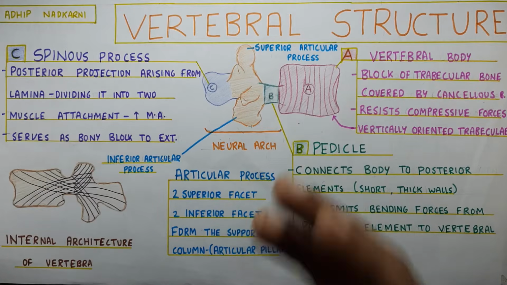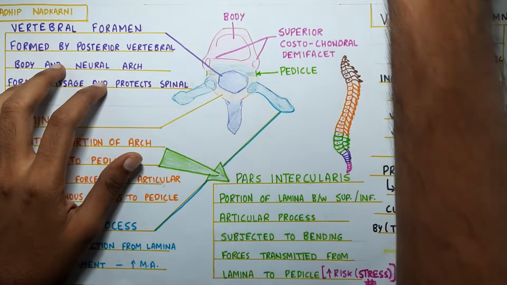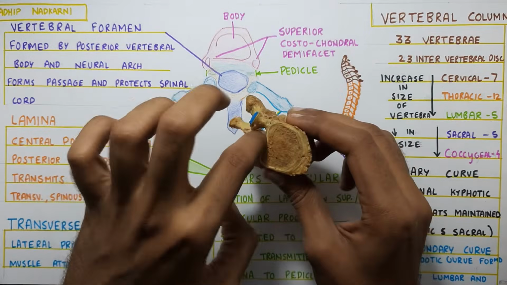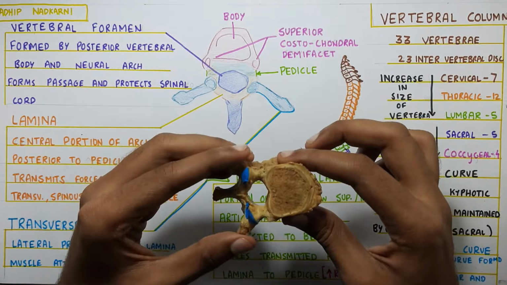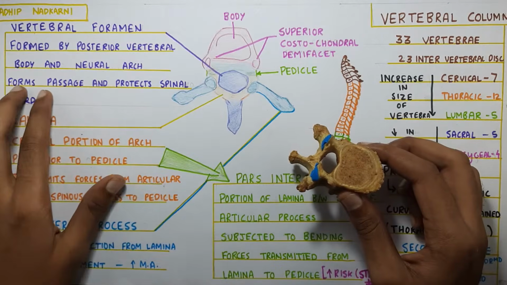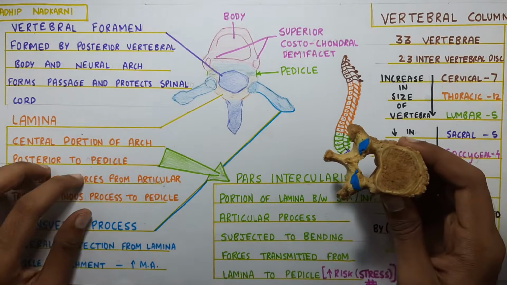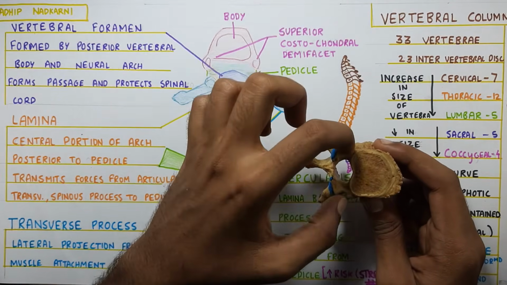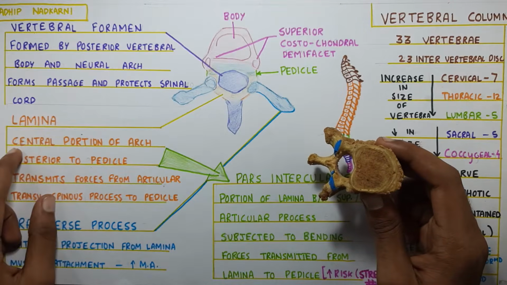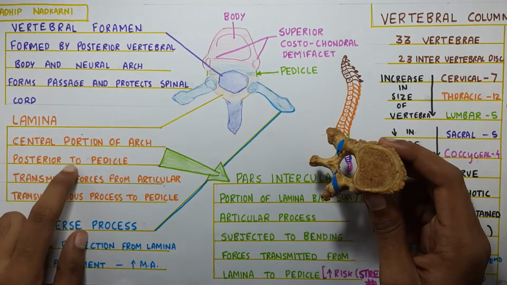Now let us look at some of the more components. Going ahead, there is the vertebral foramen. This is the foramen that you can see, which is present between the body and the posterior elements. What does it do? It forms a passage and protects the spinal cord which is passing through it, right? And this foramen that you see is formed by your lamina also. The lamina is present at the central portion of the arch and posterior to the pedicle.